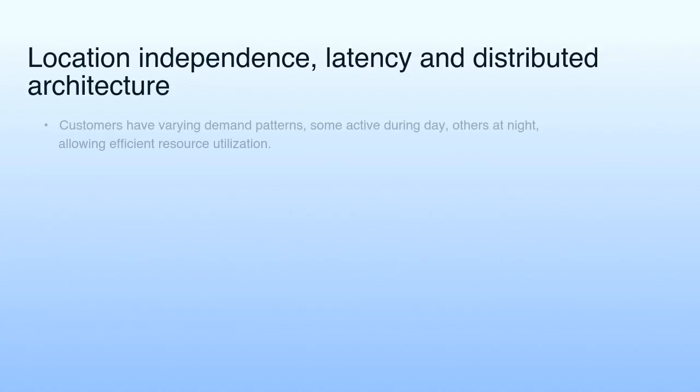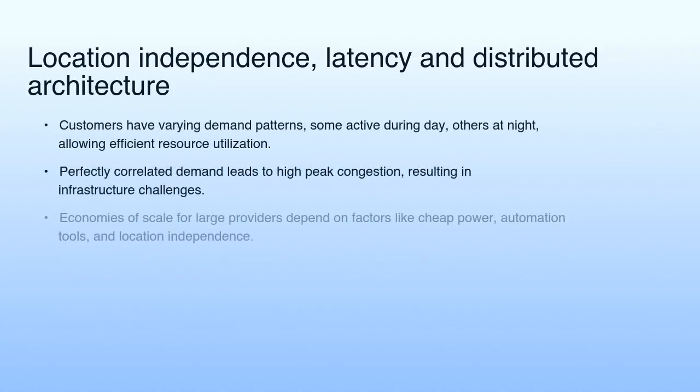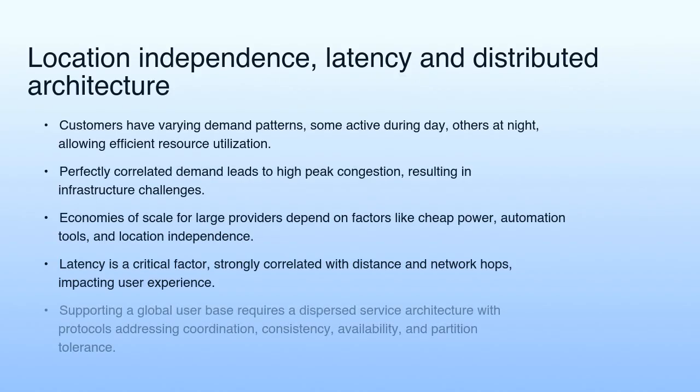While customers may have varying demand patterns, some active during the day and others at night, perfectly correlated demand can lead to high peak congestion, necessitating a distributed service architecture with protocols addressing coordination, consistency, availability, and partition tolerance, with latency being a critical factor strongly correlated with distance and network hops.